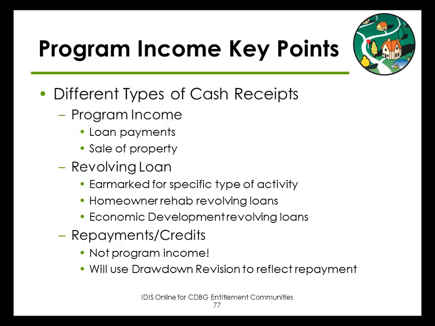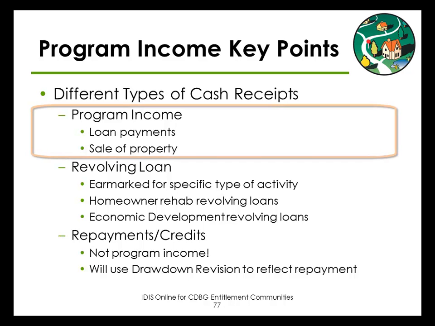There are three different types of CDBG receipts in IDIS: program income, revolving loans, and repayments. Program income is the gross amount of income received by a CDBG grantee or its subrecipient directly generated from the use of CDBG funds. The most typical form of income comes from loan repayments, but it can also include other sources, such as the proceeds from the sale or rental of property.